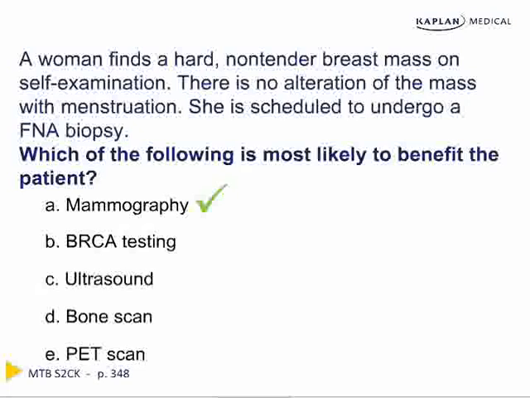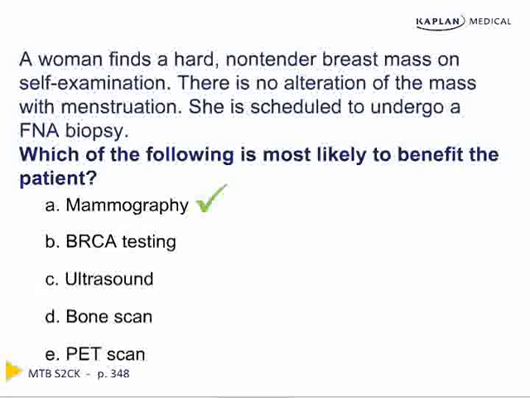So you might be asking yourself, if we're already going to do a biopsy, what's the point in doing a mammogram? We already know that there's a mass there. The reason a mammogram might benefit this woman is that 5 to 10% of women with one breast mass also have bilateral disease in the contralateral breast.